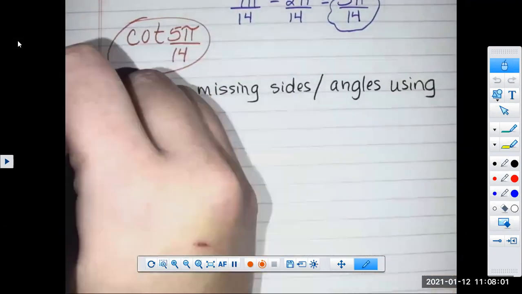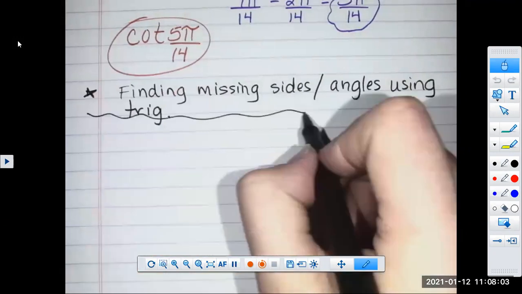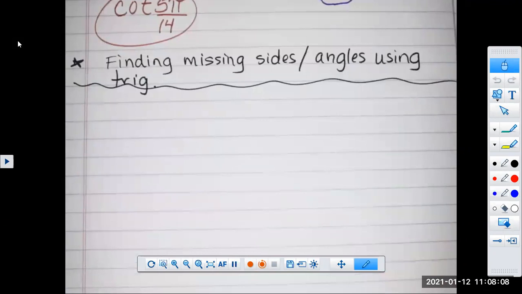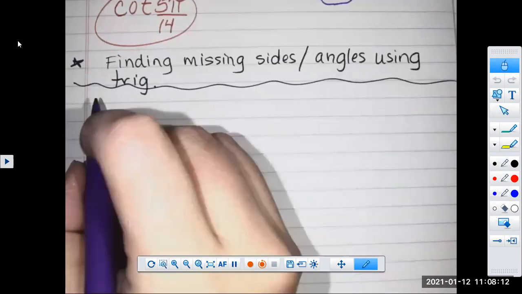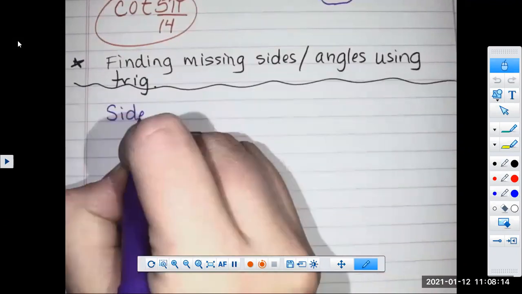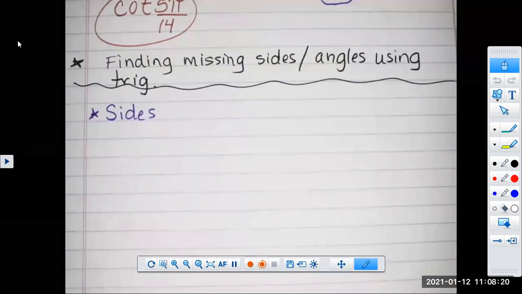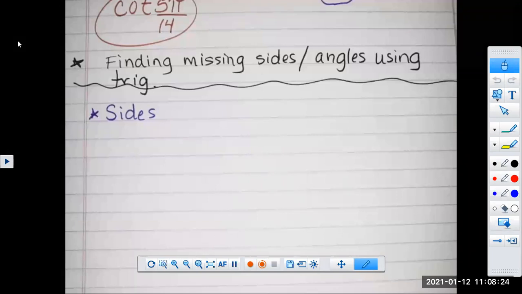Finding missing sides and angles using trig. Okay, for sides, of course, if you know two sides of a right triangle, you can find the third one using Pythagorean theorem. But in some cases, you may not have but one side length and an angle value inside the triangle. So in that case, you would have to use trig ratios.